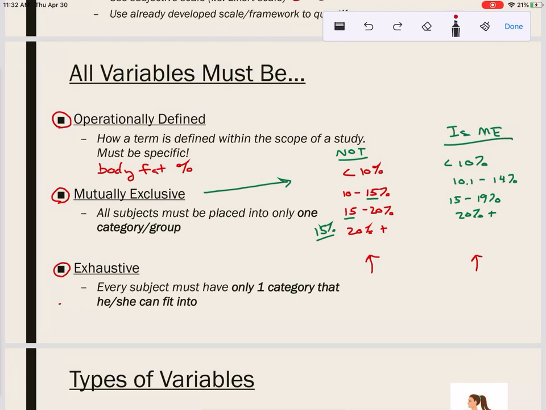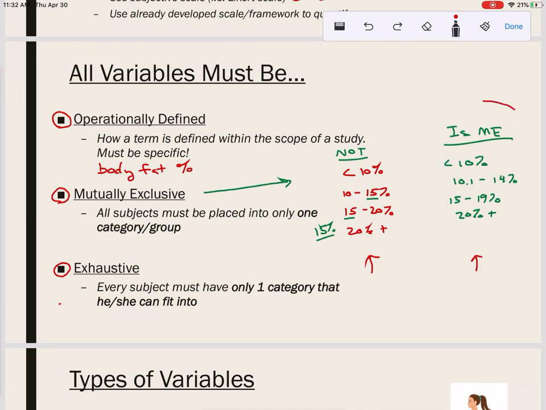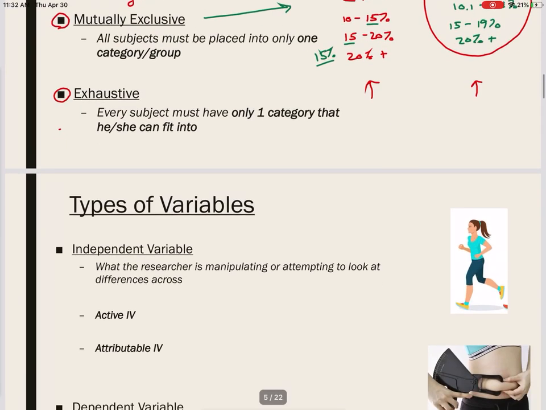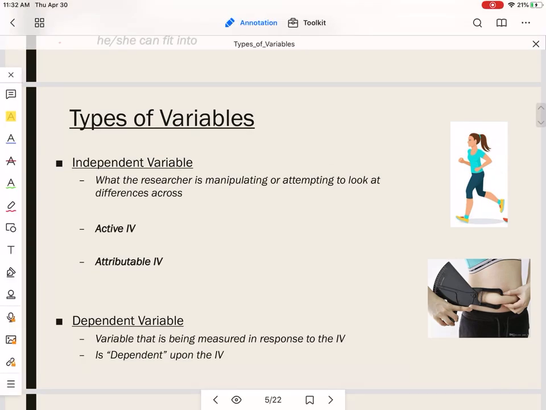Yes. And the reason why is because, what if someone shows up at 8% body fat? Well, we have a less than 10% category. What if someone shows up as 30% body fat? We have a 20% plus. So, in fact, both are exhaustive. There is a category for everyone, but only the one on the right is mutually exclusive. So we would want to use this one. I know these things make sense as we talk about it, but it's really important when you're sitting down to come up with a research idea and then the research methodology. These are all things you got to think about.